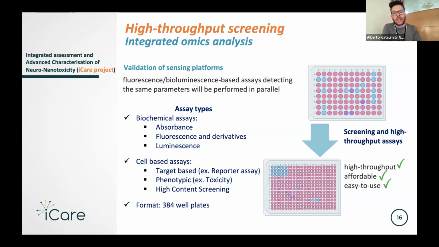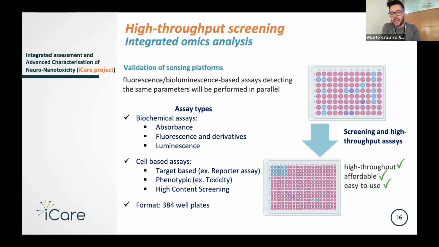working on the validation of the sensing platforms, as I mentioned before. So the idea is to reduce as much as we can the systems, especially the assay systems for the biochemical assays related with absorbance, fluorescence, and luminescence detection. And also the cell-based assays targeting, for example, reporter assays, phenotypic related assays, as indicators of toxicity, and high content screening assays.